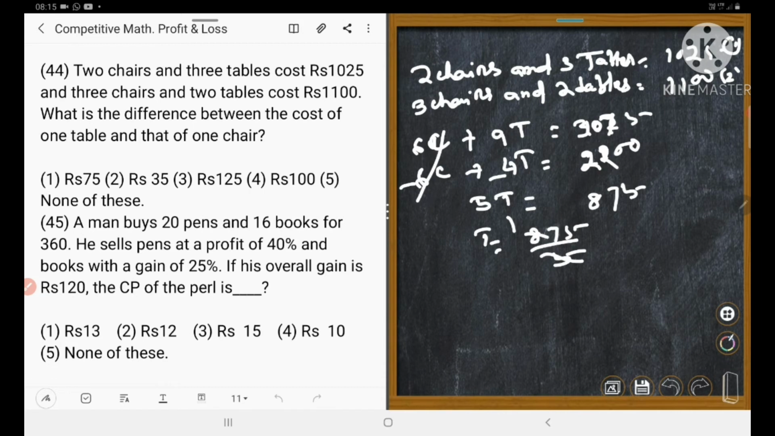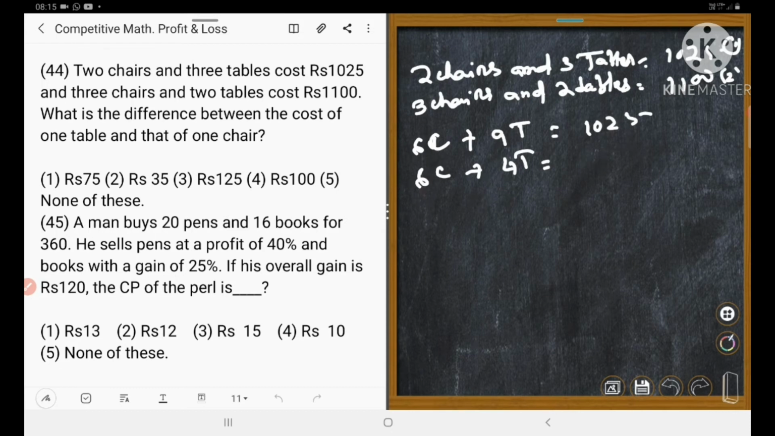So T is equal to 875 upon 5. 5 ones are 5, remainder 3, 37, 5 sevens are 35, remainder 2, 25, 5 fives are 25. So that is one table is 175. Could you understand? One table is 175. We will apply the value here.